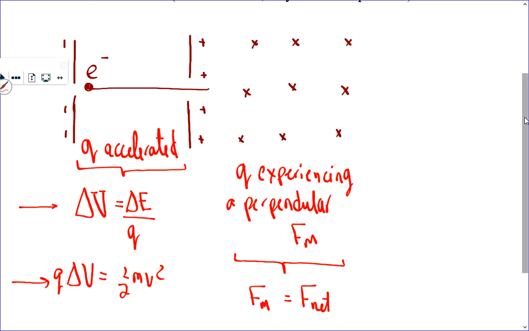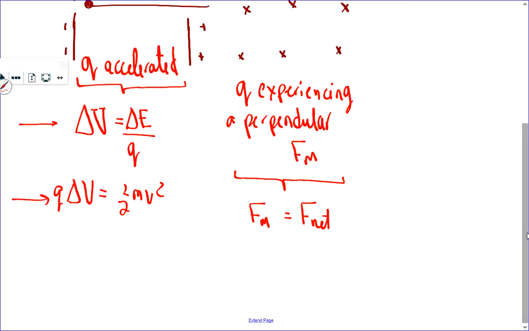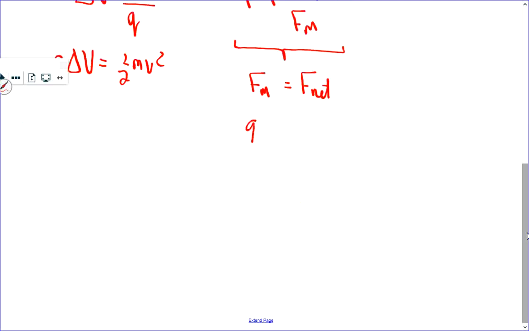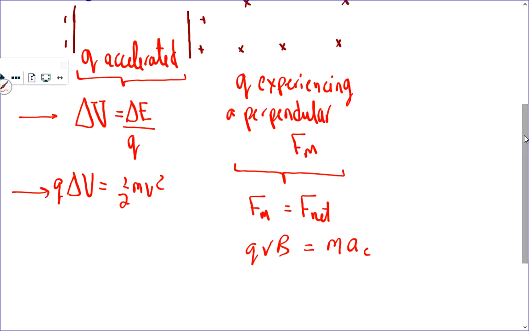What we're going to have to use here needs to be derived from this idea. And I already did that, but I'm going to do it again. Fm can be calculated using QVB. F net is always the mass times the acceleration, but it's a special type of acceleration in this question. And the reason why it's centripetal is because it's perpendicular. If the force is perpendicular to the direction of motion, it's centripetal motion, centripetal force, centripetal acceleration.